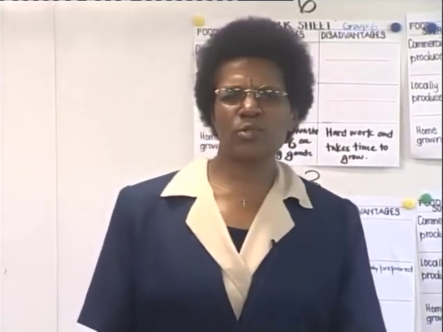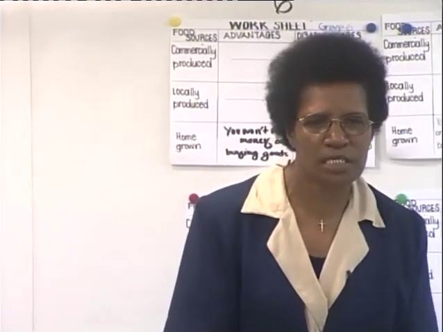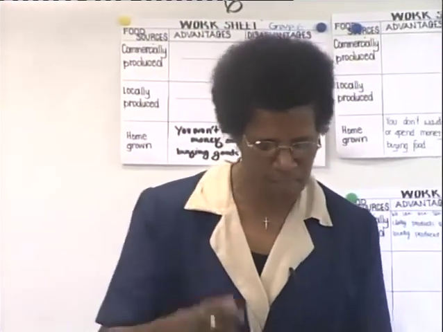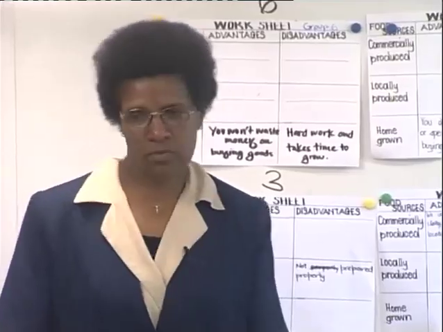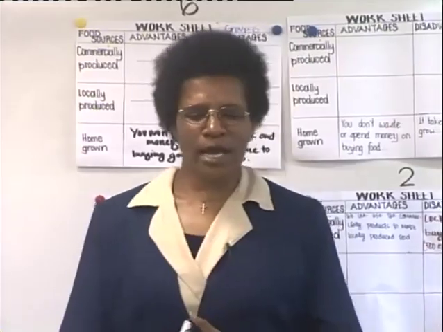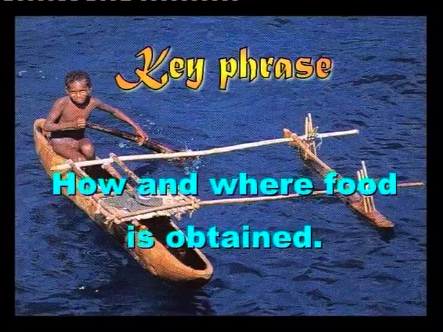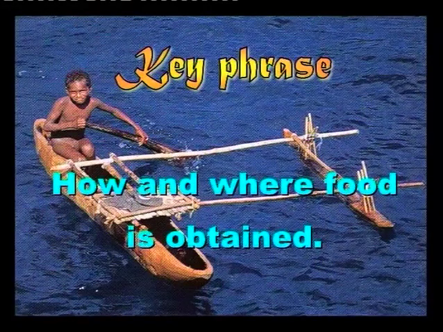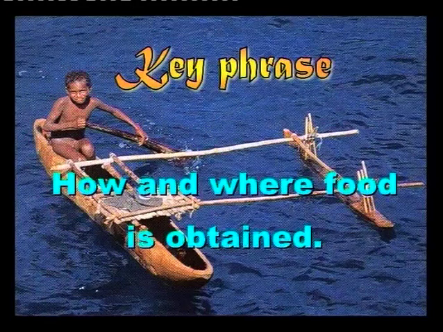Now, if I can have someone to tell me what our key phrase is. You can tell us what our key phrase is. Yes, Elisa. Places of obtaining food. Okay, places of obtaining food. We have how and where food is obtained as a key phrase.